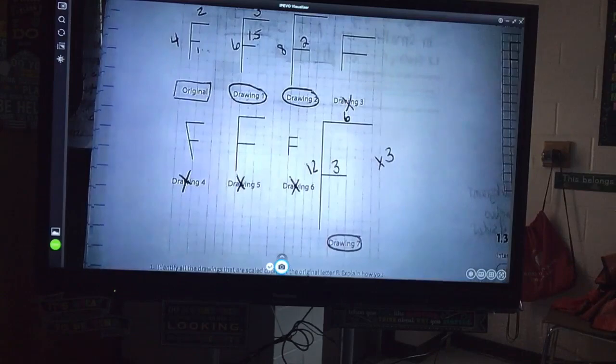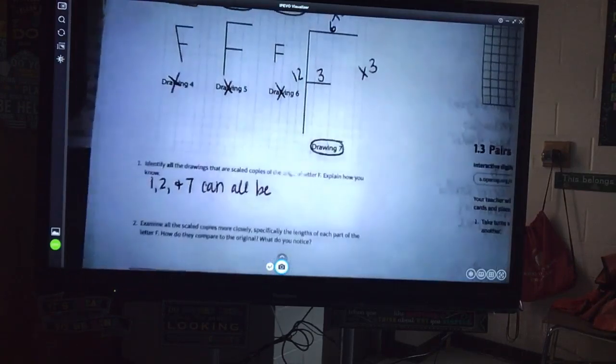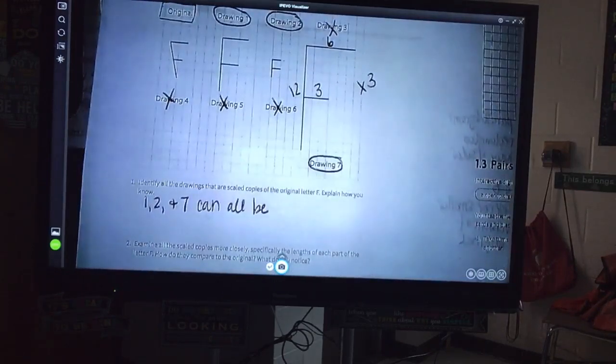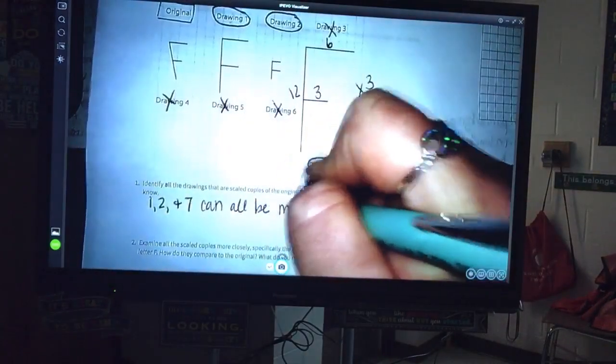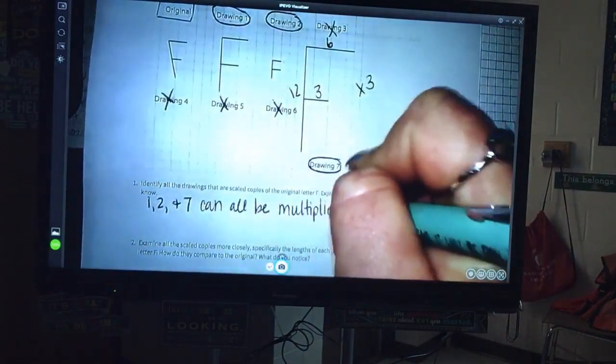So for your answer for number 1, 1, 2, and 7 can all be what? Scale drawing. They're all scale drawings, but I don't want to hear the word scale drawings because we're still not 100% sure what a scale drawing is. But what did we prove that 1, 2, and 3 all are? They can be multiplied by a number, and all of them are equal from the original copy. Multiplied, well, this is kind of the same answer for that one, but it'll be okay.